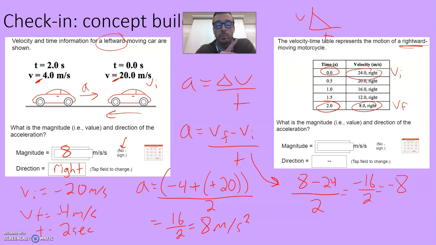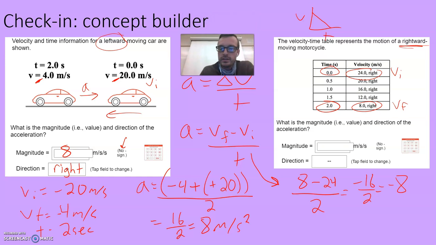Now, here's where people trip up in the concept builder. They try to put the whole answer in there, but what does it say? It says no sign. You are not allowed to put a sign there. So the magnitude is 8, and the direction, if you tap on this, it'll give you the choices of right or left. Well, our answer was negative, so which direction should I pick? I should pick left. So that's two examples for those concept builders to help you guys out.